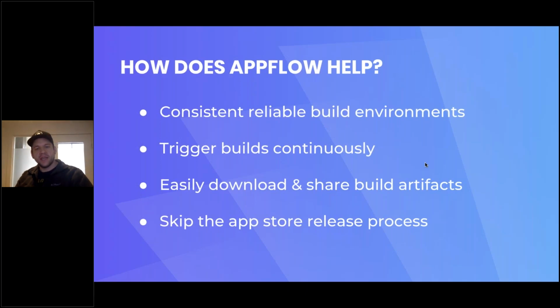The next thing is for the stakeholder part of it. You can easily download and share these build artifacts. When your IPAs and APKs are all done, you can have your stakeholder log in and download them themselves, or you can email them and distribute them that way. It makes sharing these things pretty easy. And like I said just before, with our live update service and the unique way that Ionic is built on the web, you can skip the App Store release process altogether for most of your releases.